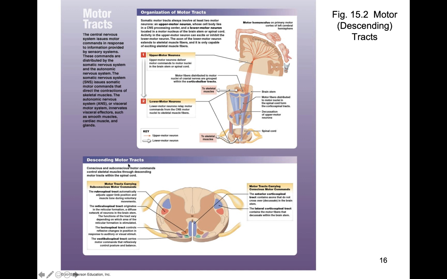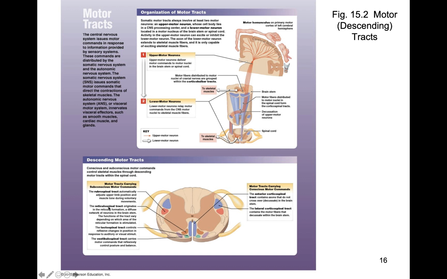And same thing as sensory and descending tracts, you have different motor tracts that are going to be responsible for different types of commands and information that's being sent out. So for example, we have the rubrospinal tract that's going to adjust your upper limb position and the muscle tone during voluntary movements. And this information, these motor commands, can be conscious or subconscious, so you don't really think about it, and sometimes you're aware of it. So again, because it's covering both the somatic motor neurons and the autonomic, so autonomic is automatic. So you don't really have to think about it.